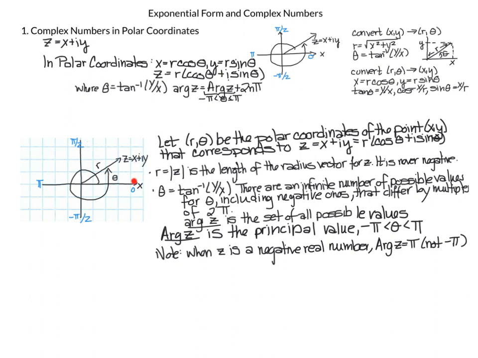So here I've been labeling our axis 0, pi over 2, pi, and then 3 pi over 2. But to get values between negative pi and pi, now we want 0, pi over 2, pi, and then negative pi over 2 here. So note when z is a negative real number, it's along this line here, right? It's real, so it has no imaginary component, and it's negative. So along here, the argument of z is equal to pi, not negative pi.